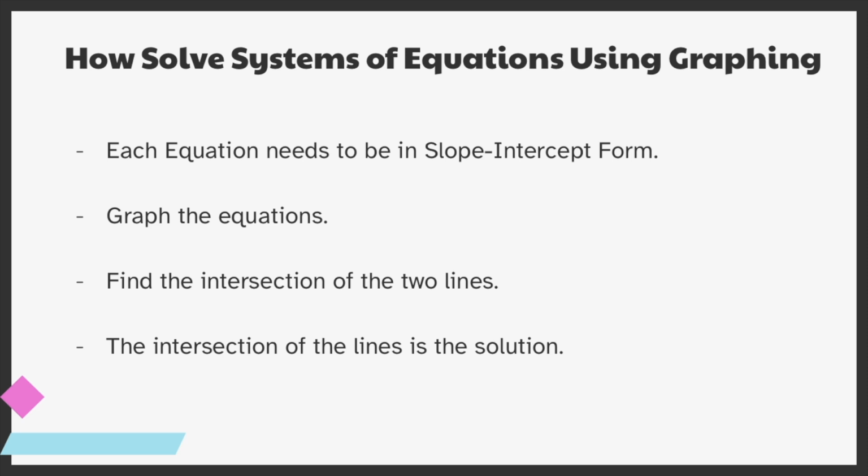First, we've got to put each equation into slope-intercept form. Then we'll graph the equations and we'll find the intersection of those two lines. Where the intersection of those two lines is, that is our solution. So let's now take a look at example A.